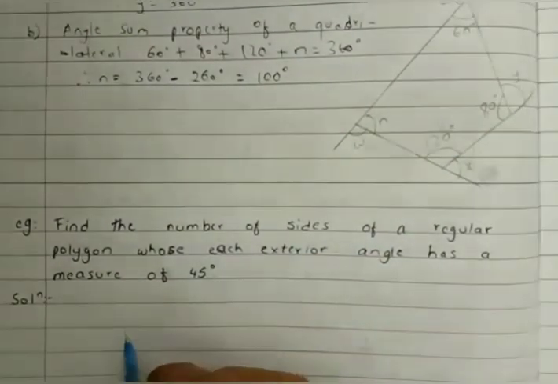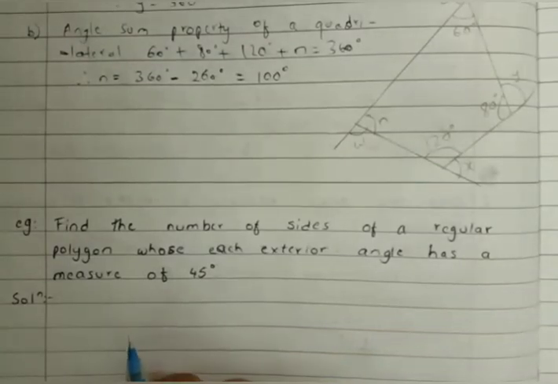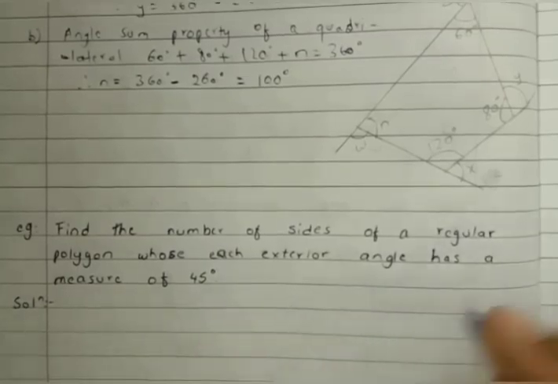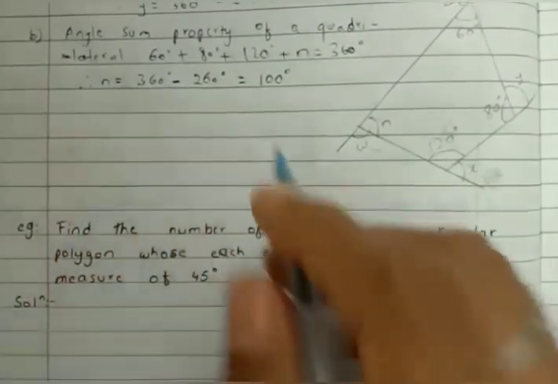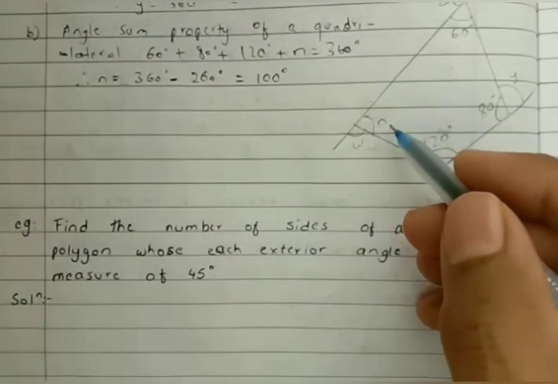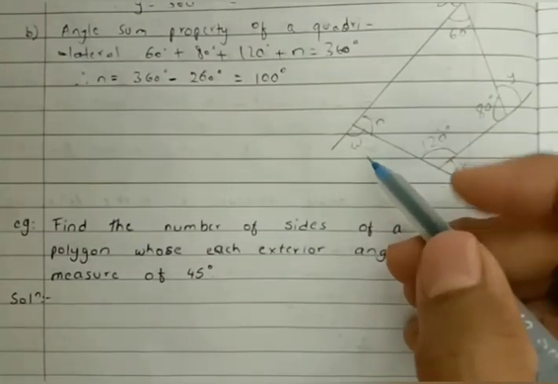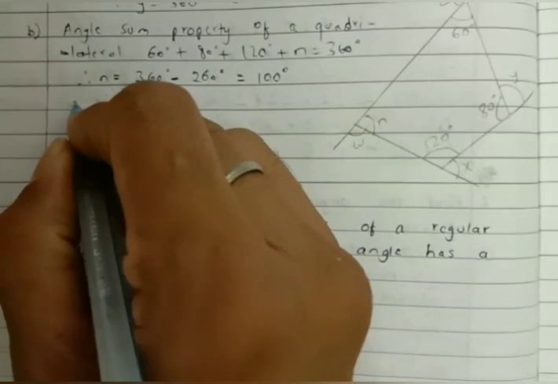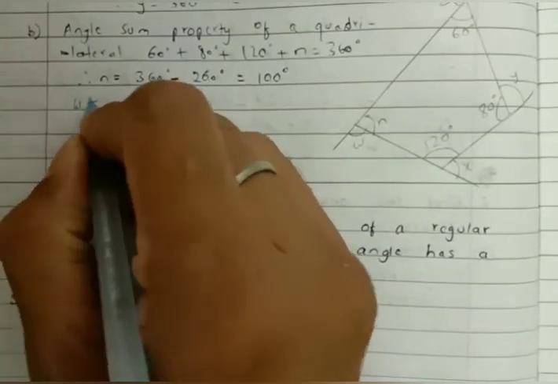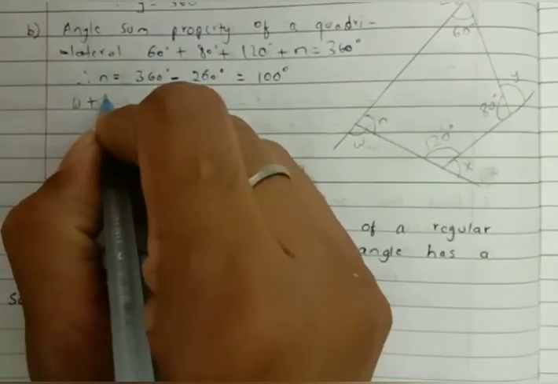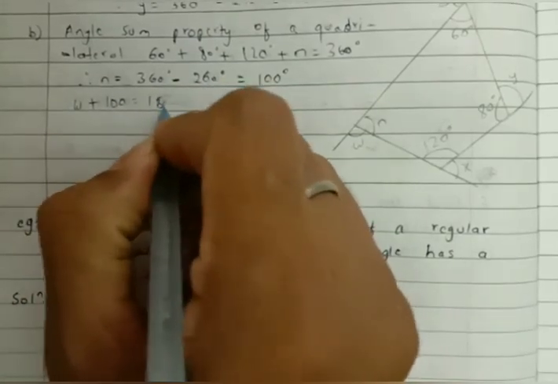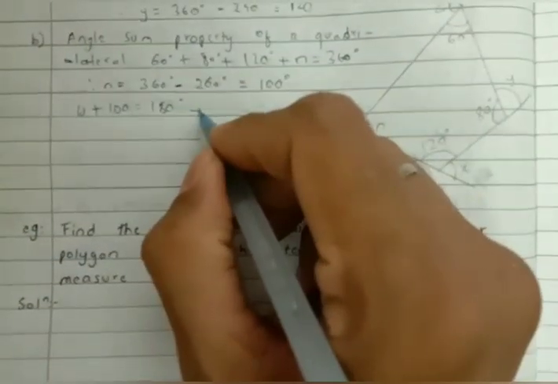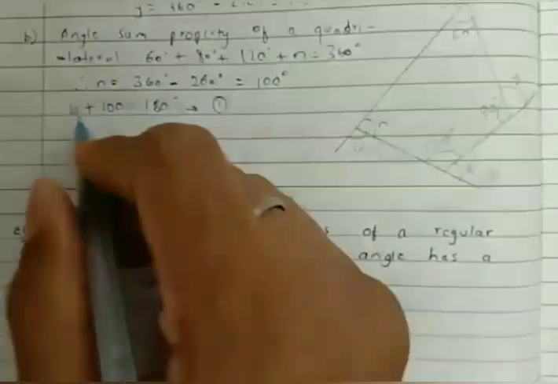Now we want to find the sum of the linear pair of angles. Okay, so how will we go about it? Now we got the value of n. Now we want to find the value of w. So what will be the equation? The equation will be w plus n, that is 100, equal to 180 degrees. You call this equation 1.